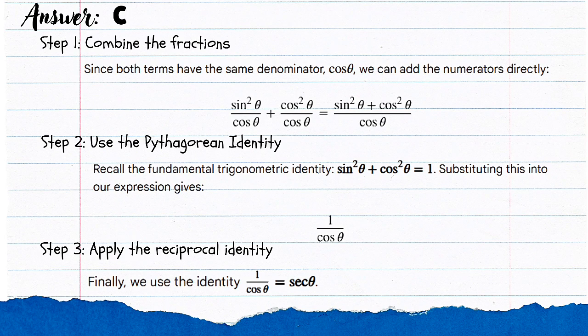And for our step 3, apply the reciprocal identity. Since the reciprocal identity of 1 over cosine theta is equivalent to secant theta, therefore our answer is letter C.